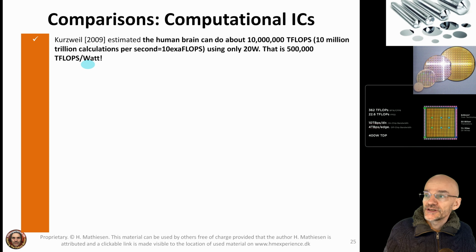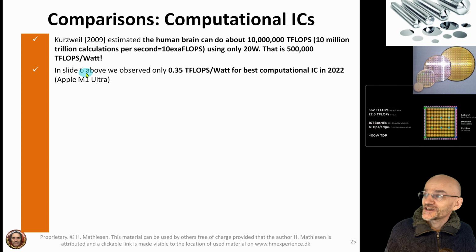And that is really where you are in awe of the human brain, because we don't have anything like it when we look at our computational ICs. If you remember again from this famous slide 6 above, we observed that the state-of-the-art computational ICs in 2022 could do 0.35 teraflops per watt. That's a far cry from the 500,000 that the human brain can do.